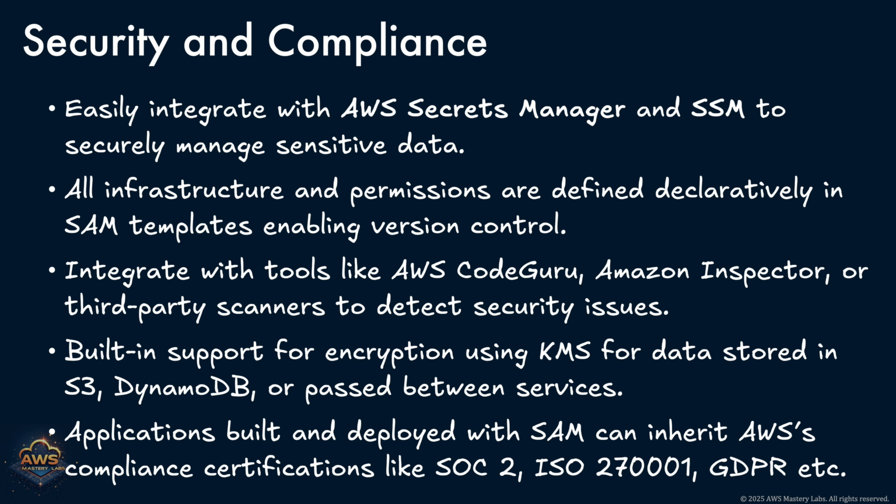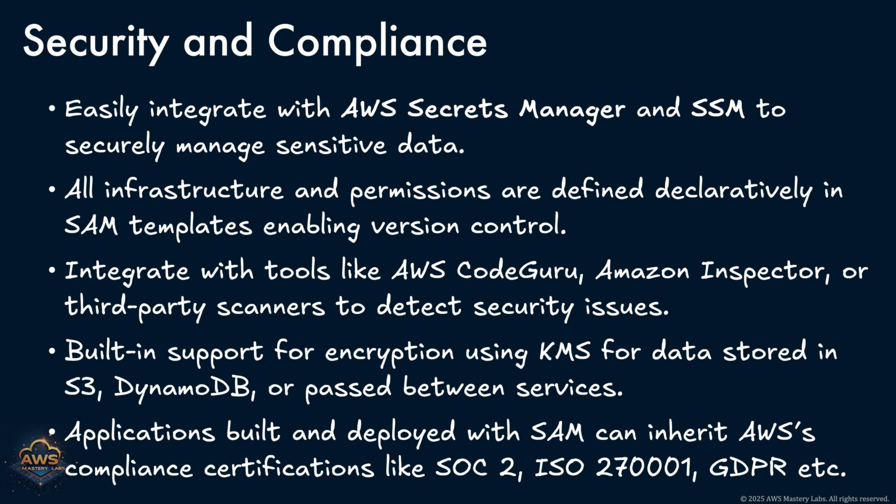For managing secrets like API keys or database credentials, SAM integrates seamlessly with AWS Secrets Manager and SSM. These services let you store and retrieve secrets securely, with automatic encryption and access control. Because SAM uses infrastructure as code, all security configurations are defined declaratively in YAML templates. This not only improves repeatability and transparency, but also allows your infrastructure changes to be tracked in version control.